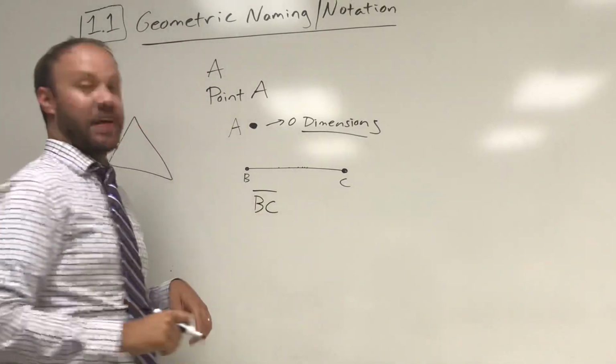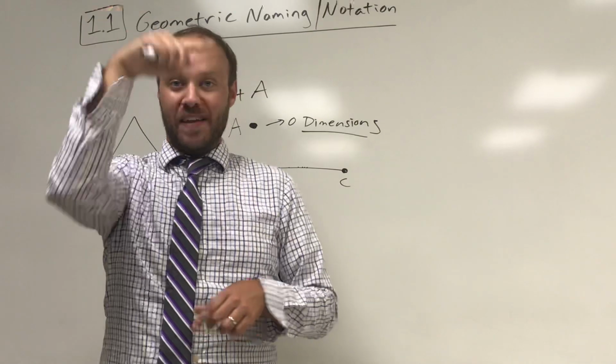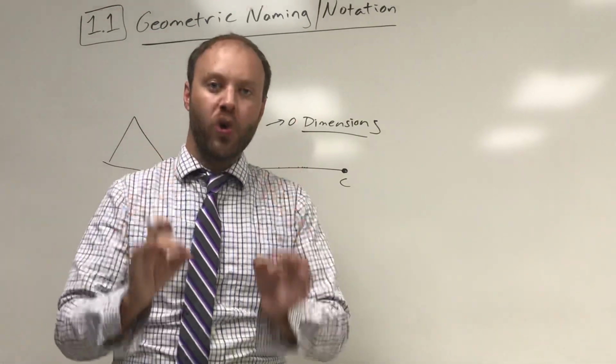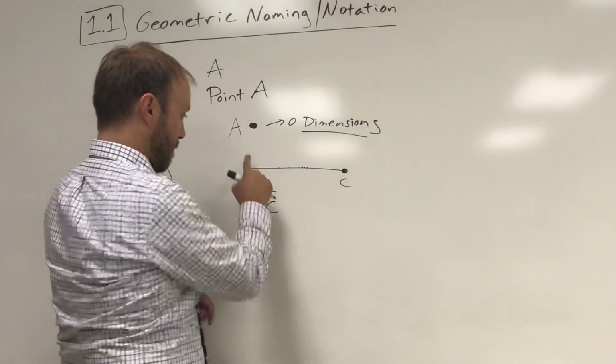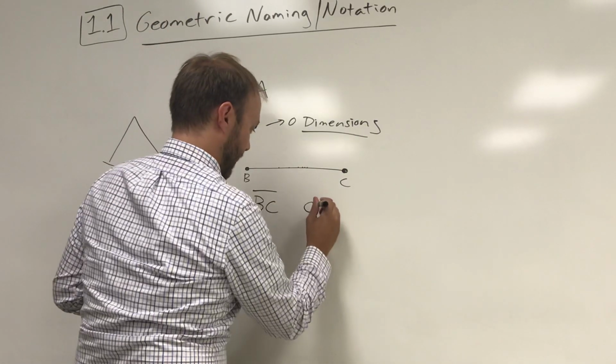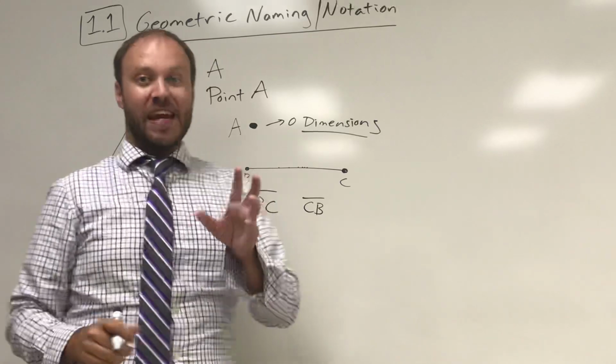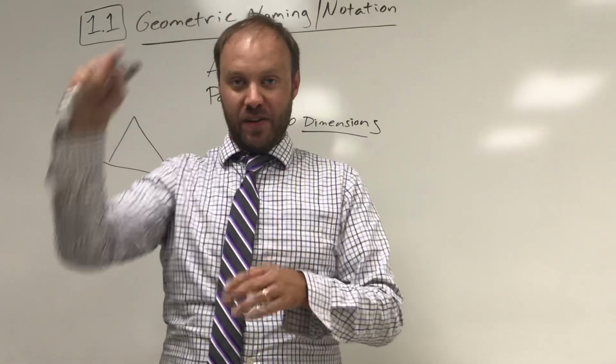You list the 2 endpoints, and you put a little line segment over the top. The order does not matter. So you could name this line segment BC. You could also name it line segment CB. Notice again, I'm using capital letters. I'm using the little symbol.